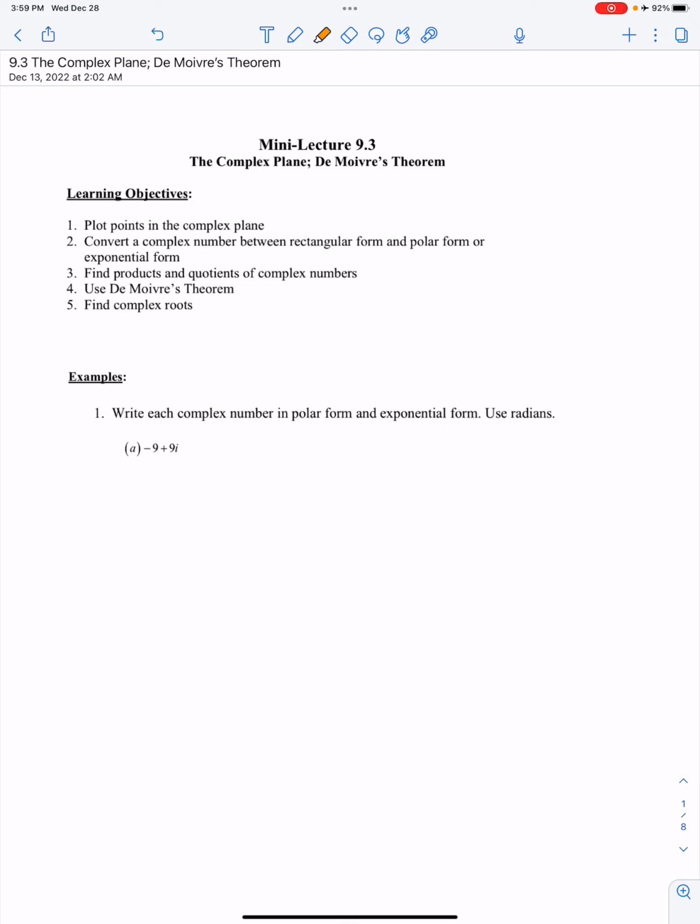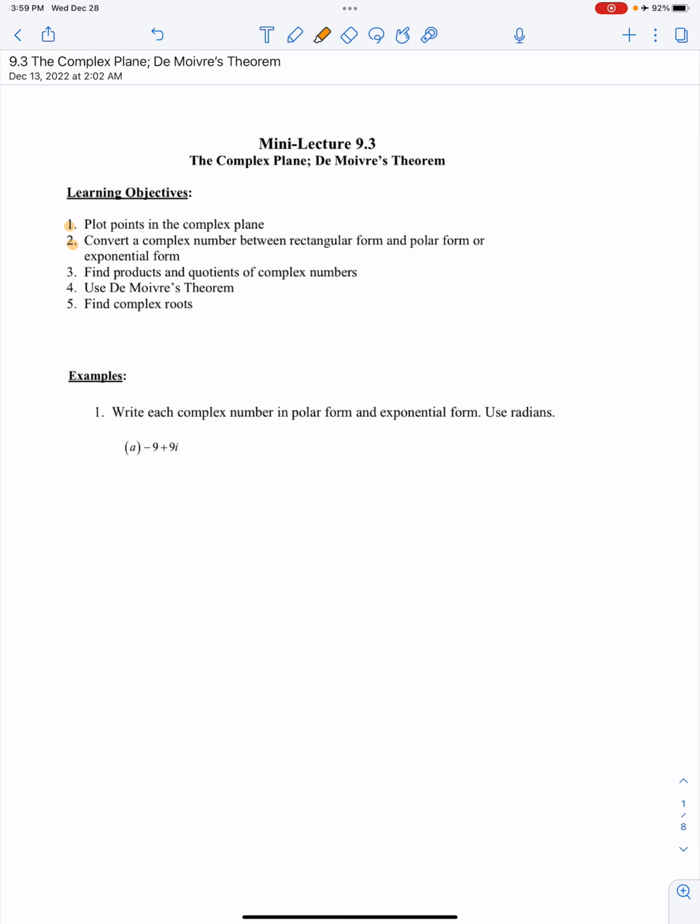Welcome to section 9.3. We're going to be working in the complex plane and look at a very popular and very helpful theorem, de Moivre's theorem. We'll plot points in the complex plane. This is something that you will be looking at in the text and in your homework. We won't specifically be doing it in lecture.